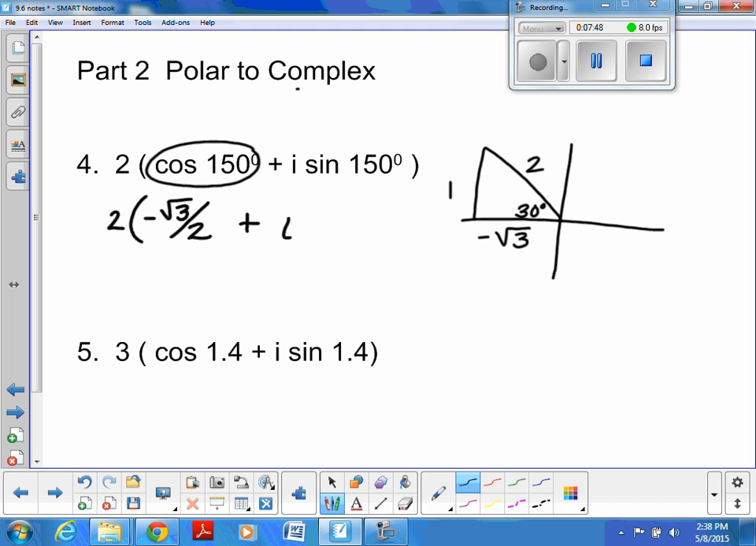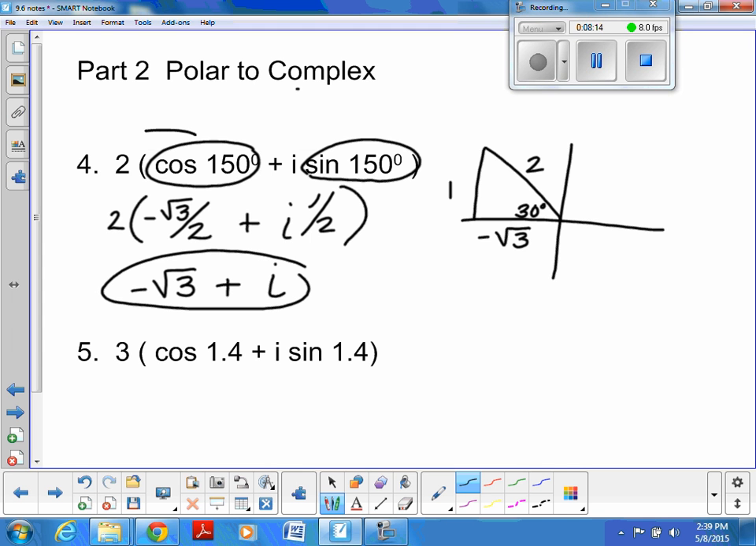Plus I times the sine of 150. What's the sine of 150? 1 over 2. And then all I'm going to do is do the distributive property and multiply both by 2's. And what happens to this 2 and this 2? Cancel out. Final answer, a negative square root of 3 plus I. This is the complex of this. Could I go backwards and prove to you that it is the same thing, what we did in part 1? I could do tangent inverse of what? Tangent inverse of 1 divided by the square root of 3, and I bet you get about 150.